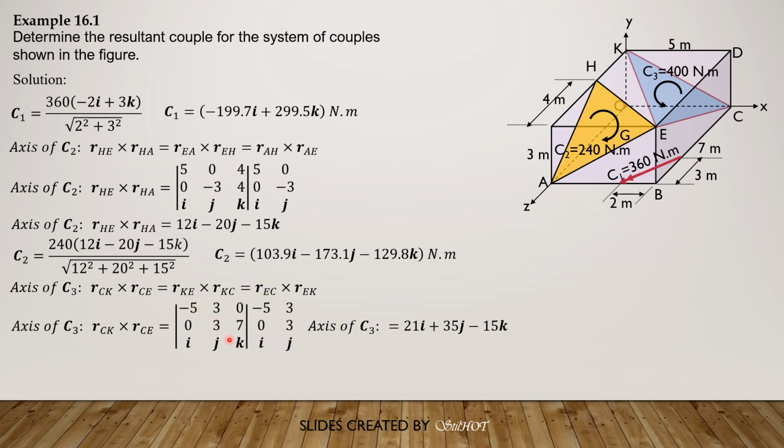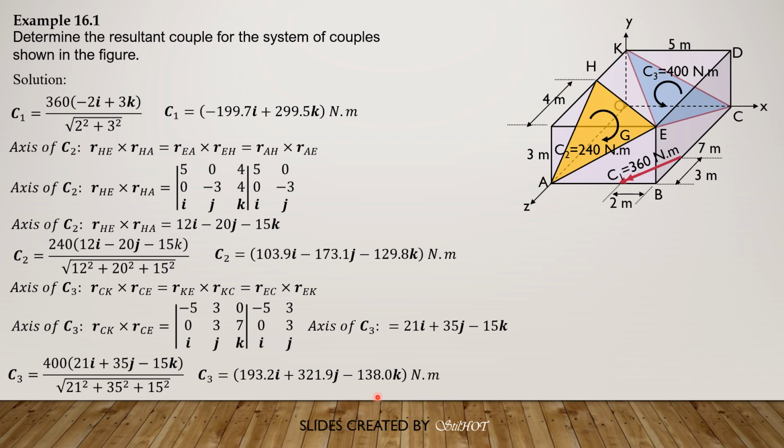For k, negative 15 minus 0, so negative 15k. So therefore, couple 3 is equal to the magnitude of the couple times the unit axis vector, or simply the product of the magnitude and the unit vector of the axis. So couple 3 is 193.2i plus 321.9j minus 138.0k.